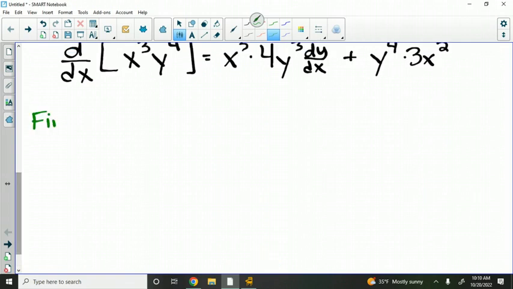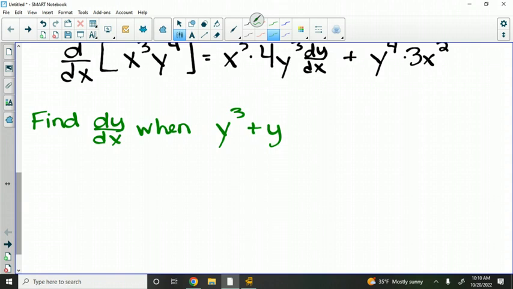We are going to find dy dx when we have the equation y cubed plus y squared minus 5y minus x squared equals -4. So this is actually more like how they're going to look. And that's because this is an equation. So instead of them just giving us a little expression that we derive, most of the time it's going to be an equation that we have to find our derivative of.